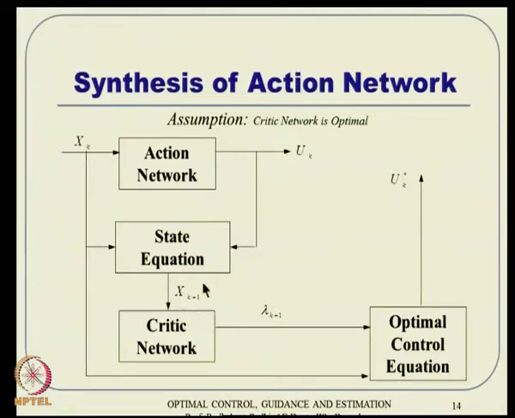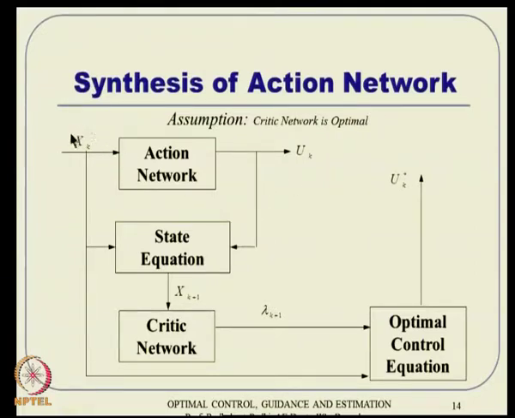And if I get xk plus 1, remember I am assuming that the critic network is optimal here. So, using this optimized critic network, I will get lambda k plus 1. Okay. Now that I have got lambda k plus 1 and xk also available with me, I can feed both lambda k plus 1 and xk in the optimal control equation, and I will get uk star actually. Okay. Now, given this input, this should be my output, or this is my actual output. So, there is an error between the two. So, using error minimization algorithms and all, I can adjust the weights. That's my training actually.